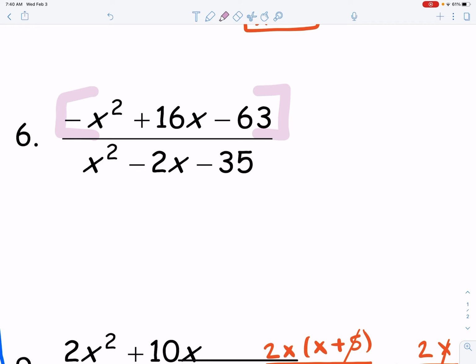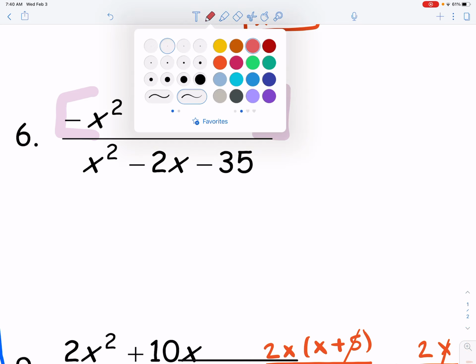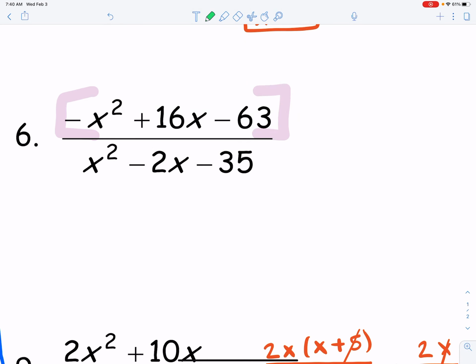So when we factor the numerator, a lot of you yesterday tried to factor it the way we've learned how to factor before, which is build a multiply add chart. You want two numbers that multiply to a times c, so -1 times -63, positive 63, and then add to b, 16. Well, you know that 9 and 7 will multiply to positive 63 and add to 16.